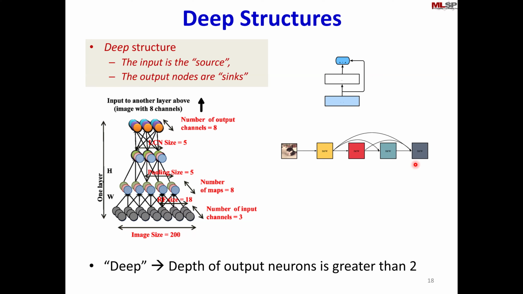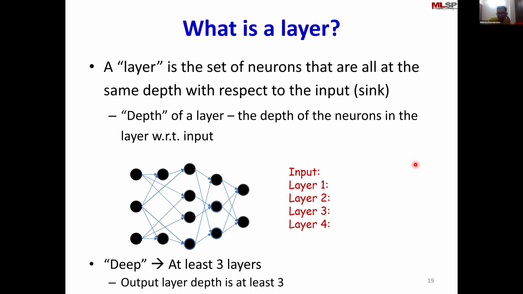4, right? Yes. Okay. But we're speaking all along of layers. What do you understand by layer? Anybody want to take a guess? What is a layer? The group of neurons in the same depth. Nodes at the same depth with respect to the input. So a layer is the set of neurons that are all at the same depth with respect to the input, not the source, not the sink, I'm sorry, right?